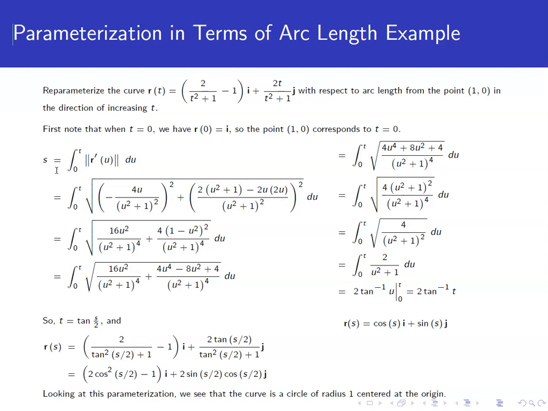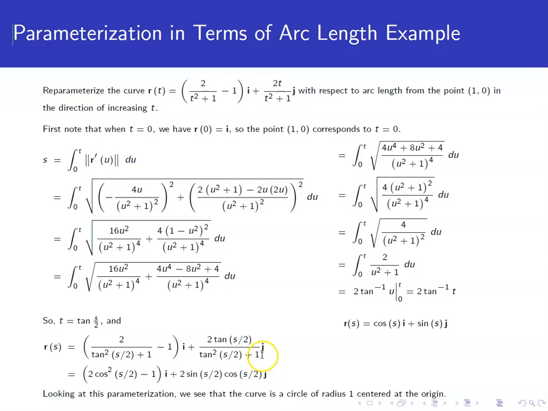So if we start plugging some things in, we get 2 over tangent squared of s over 2 plus 1, and then minus 1. Well, 1 plus tangent squared is secant squared. And then that secant squared would be in the denominator. Moving it up to the numerator, we rewrite that first piece as 2 cosine squared of s over 2, and then we have a minus 1 on the end.